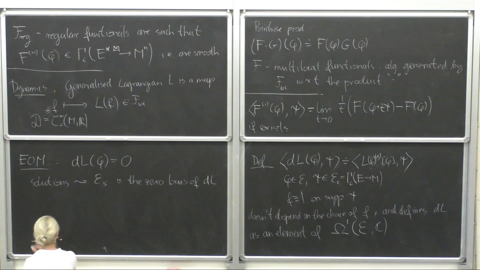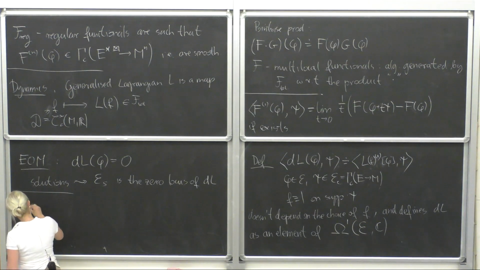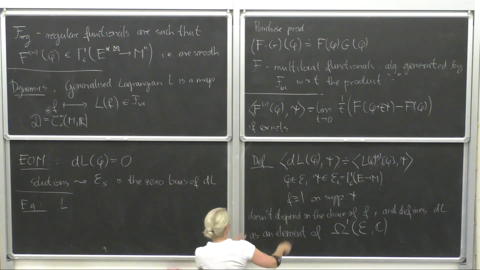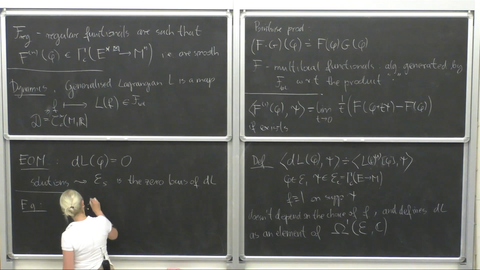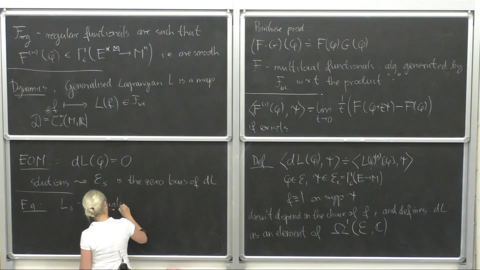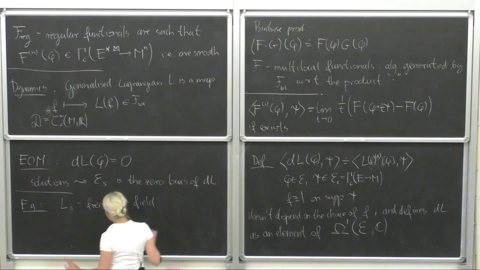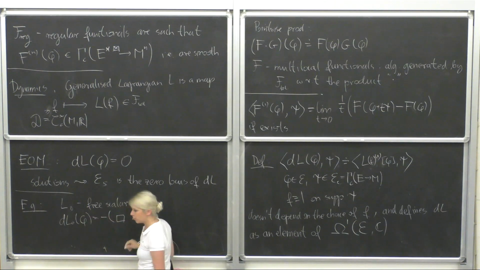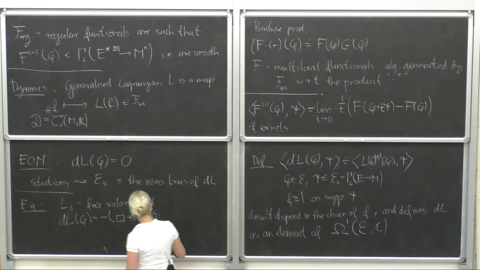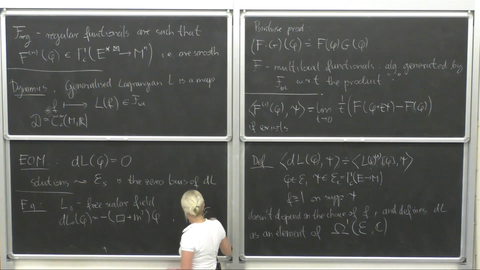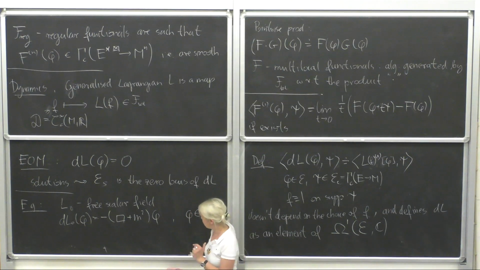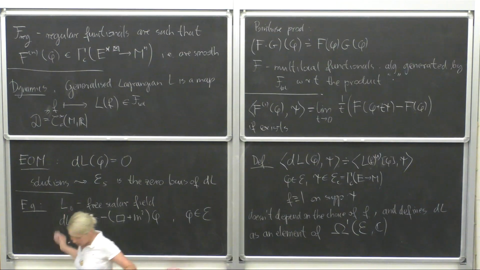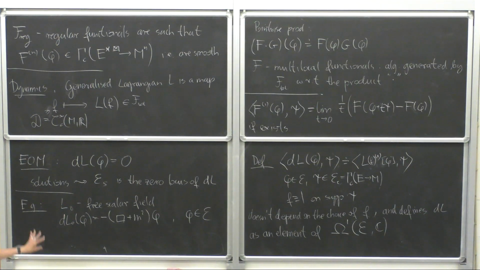Okay, I can give you an example. So let's take, again, this free scalar field that I erased. So L0, free scalar field. And then dL0 of phi is minus D'Alembert plus m squared on phi, where phi is obviously arbitrary. This is a differential operator. So this is an example, and you get the usual equations of motion of classical theory this way.